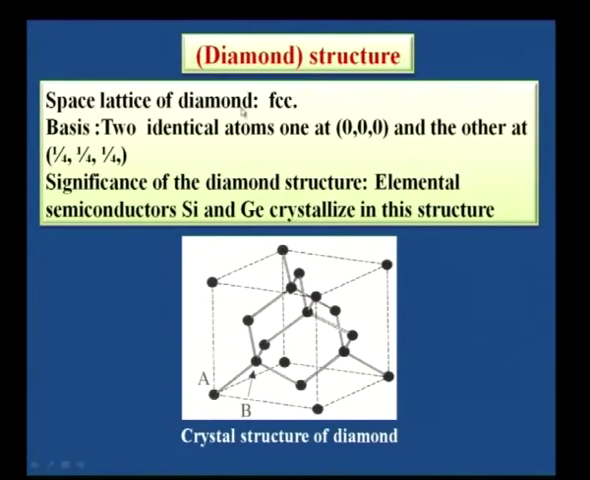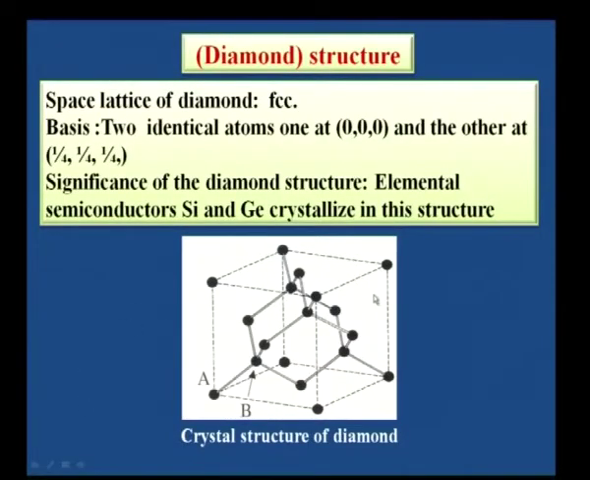The space lattice is FCC. If two such interlocking lattices are there, that gives rise to this kind of structure. It looks complicated, but it is nothing but two interpenetrating FCC lattices. Okay, this is what you are having.